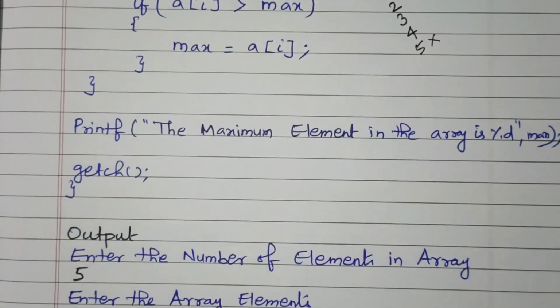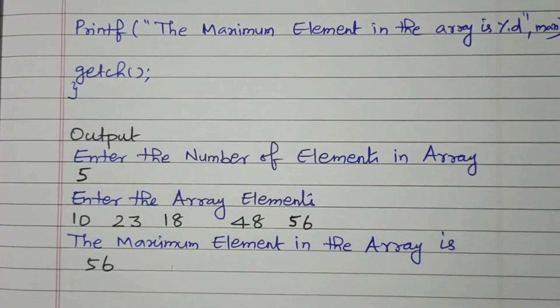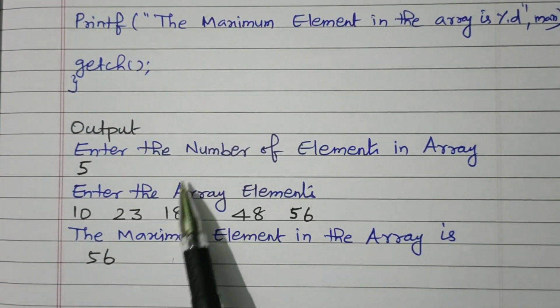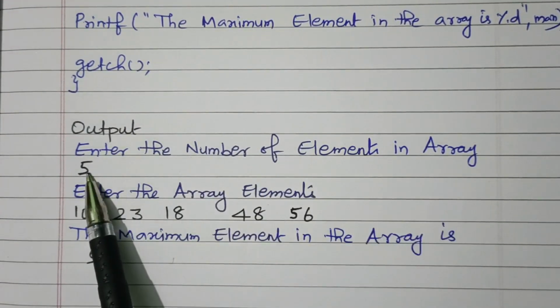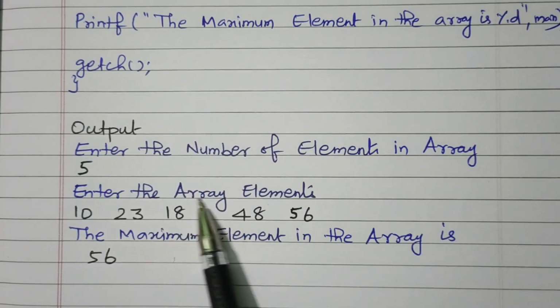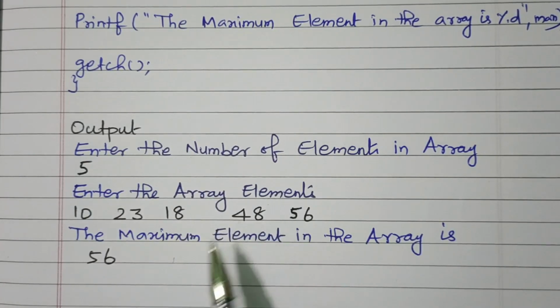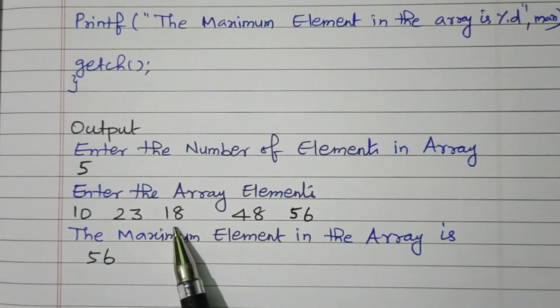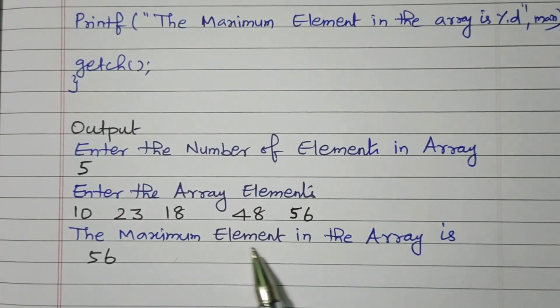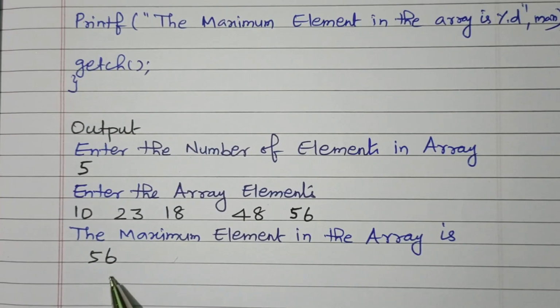Now we'll see the output. What is the output of this program? Enter number of elements in the array: 5. We enter 5. Now enter array elements. We ask the user to enter 5 elements: 10, 23, 18, 48, 56, right? So the maximum element in the array is 56.